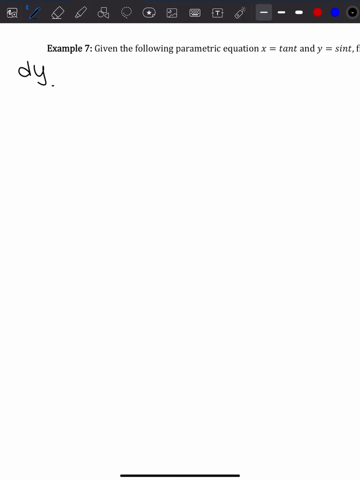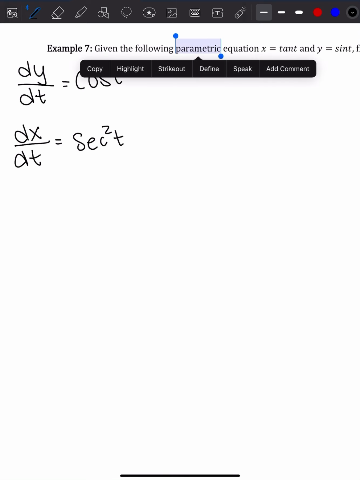So we need dy over dt, we need dx over dt. Okay, y is sine of t, so I know the derivative of sine is cosine. x is tangent of t, the derivative of tangent is secant squared t. We are going to use one specific fact about secant to help us out here, but we're going to do that in a second.